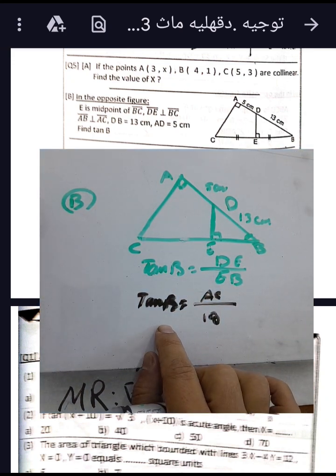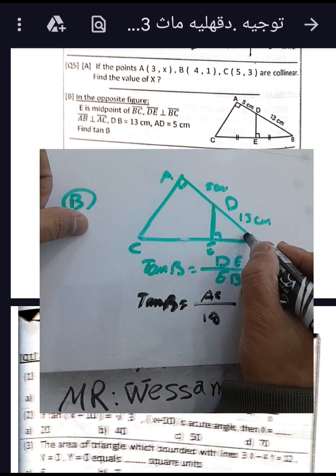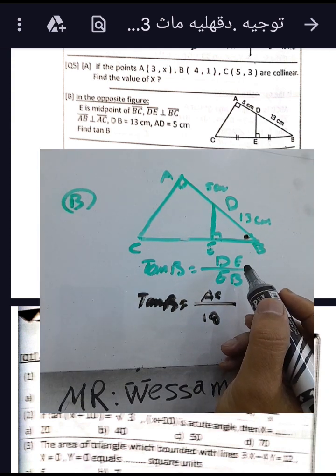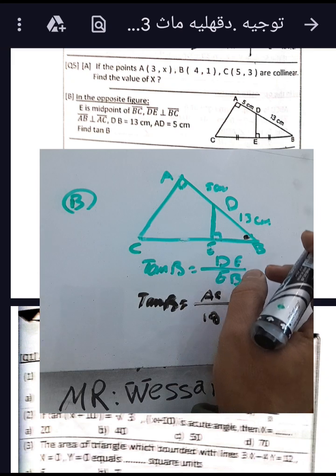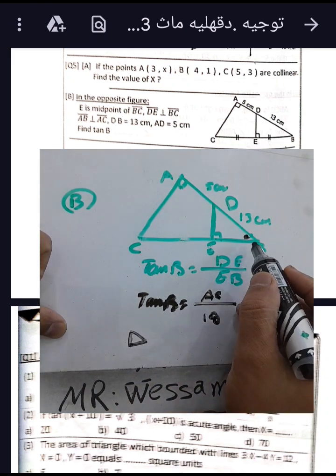Okay, and he gave us DE. We know this angle will be congruent or equal. The angles will be what? We have two similar triangles. The similarity between the triangles, we have the similar triangle BDE.